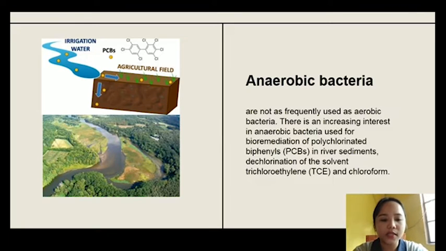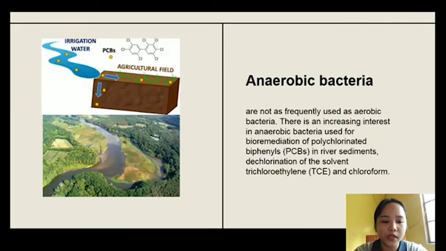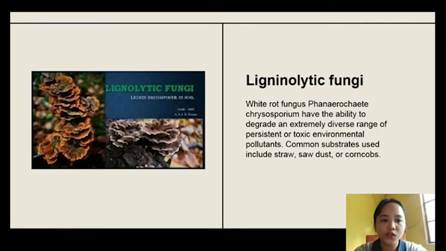The next microbe is the ligninolytic fungi. These have the ability to degrade an extremely diverse range of toxic environmental pollutants. The common substrates used for this microbe include straw, sawdust, or corn cobs.